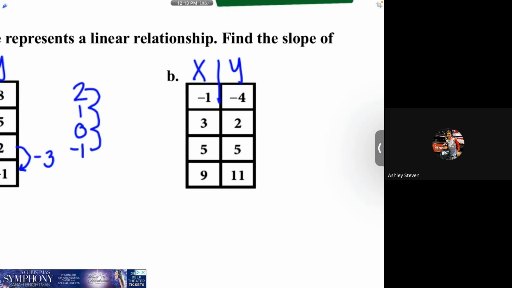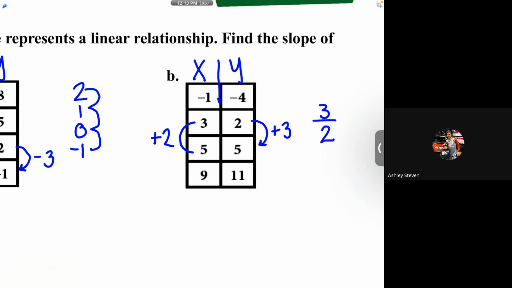For B, I picked 3 and 5. How did I get from 3 to 5? How did I get from 2 to 5? So I have 3 over 2. Leave it as an improper fraction. This is what you're going to need for next unit, an improper fraction. A decimal is not going to help.